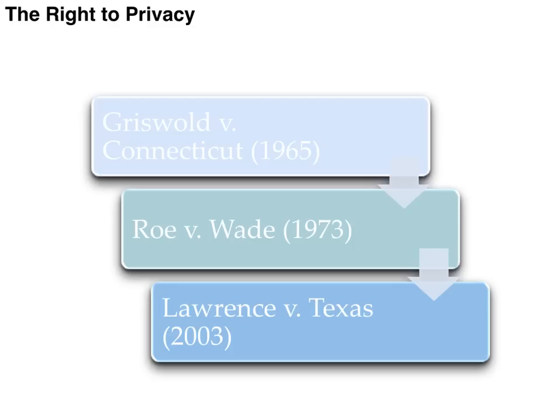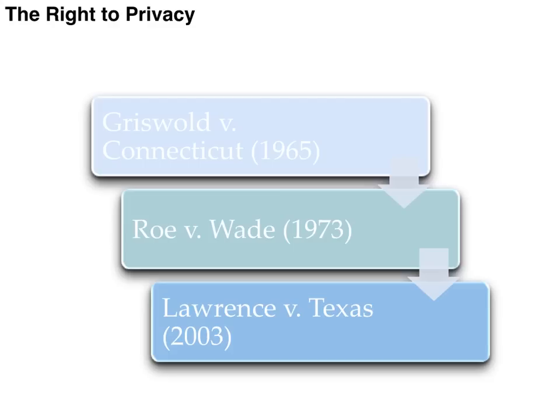2003 is a case, Lawrence versus Texas, that's the next plank on this tower of privacy rights cases, you might say. Lawrence v. Texas is about a law that outlaws sodomy, and in particular, by extension, it outlawed homosexual activity. And Lawrence v. Texas overturns that Texas law.